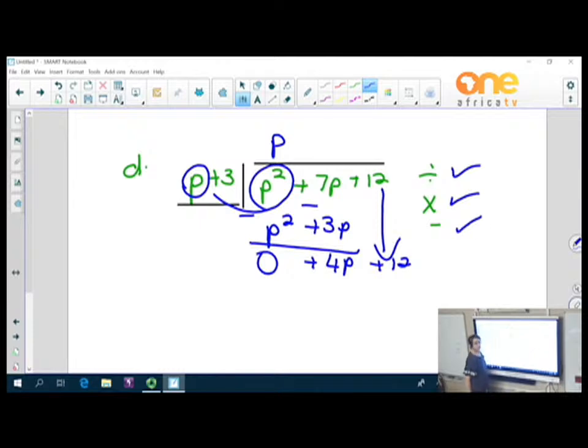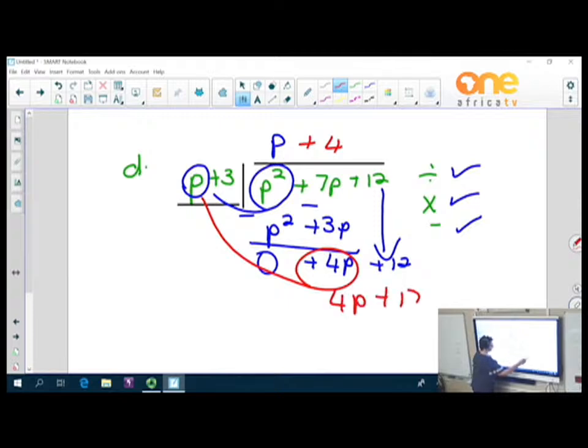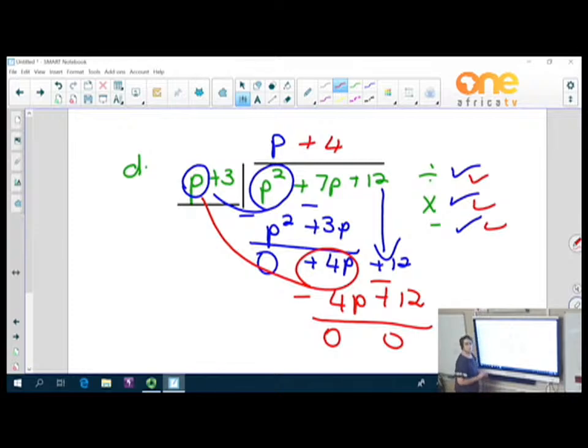Now we do it again, the same thing. How many times will p divide into 4p? Plus 4 times. Multiply, so you have 4p plus 12. I'm going to subtract, so I change my second signs. They will eliminate. P plus 4 is the quotient, P plus 3 is the factor, and this is then the first ones to long division. Make sure that you understand these basic ones here.